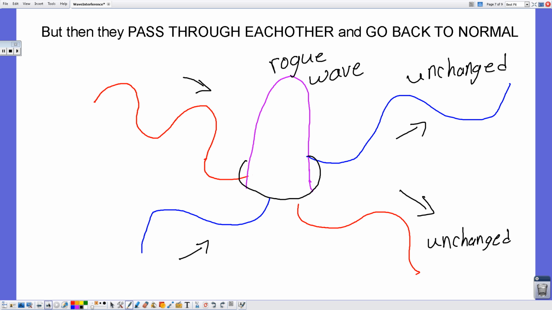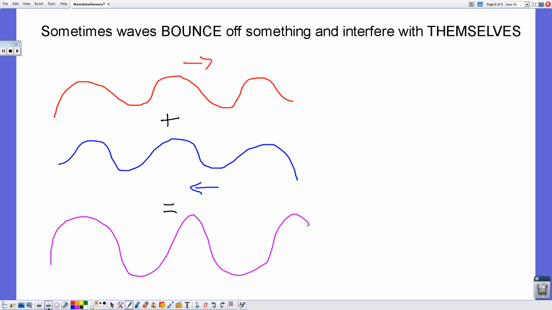Alright, cool. One last thing. Sometimes waves bounce off things, which means it could interfere with itself. So say we got red wave going this way, and then there's a wall. So it bounces. Alright, so we got a red wave going one way, we got a blue wave going the other, but they're in the same spot at the same time. So what happens is purple wave.